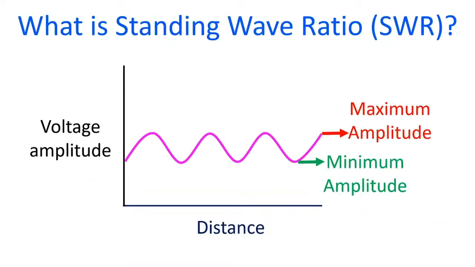Standing wave occurs when there is impedance mismatch between the transmission line and the load, which is the antenna. When there is an impedance mismatch, part of the signal is reflected back to the transmitter. This reduces the effective power transmitted and thereby the efficiency. Standing wave can be considered as a resultant of forward and reflected waves together. Standing wave ratio, or SWR, is the ratio between the maximum and minimum amplitudes of the standing wave.